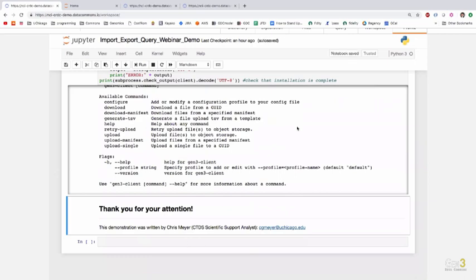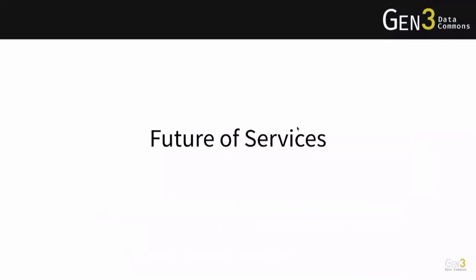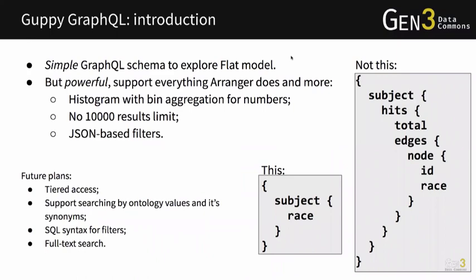So I'm going to go back to the presentation briefly and talk to you about some future Gen3 services we have up and coming. As I mentioned before, arranger queries and Guppy both hit the flat model endpoint. That's your Elasticsearch database. Over on the far right is an example of an arranger query. You can see I've got to say hits, total, edges, and it's a little bit of a difficult language for people to learn if they're just dabbling and querying or just trying to use it to get the data they want. They don't want to learn a whole new language.